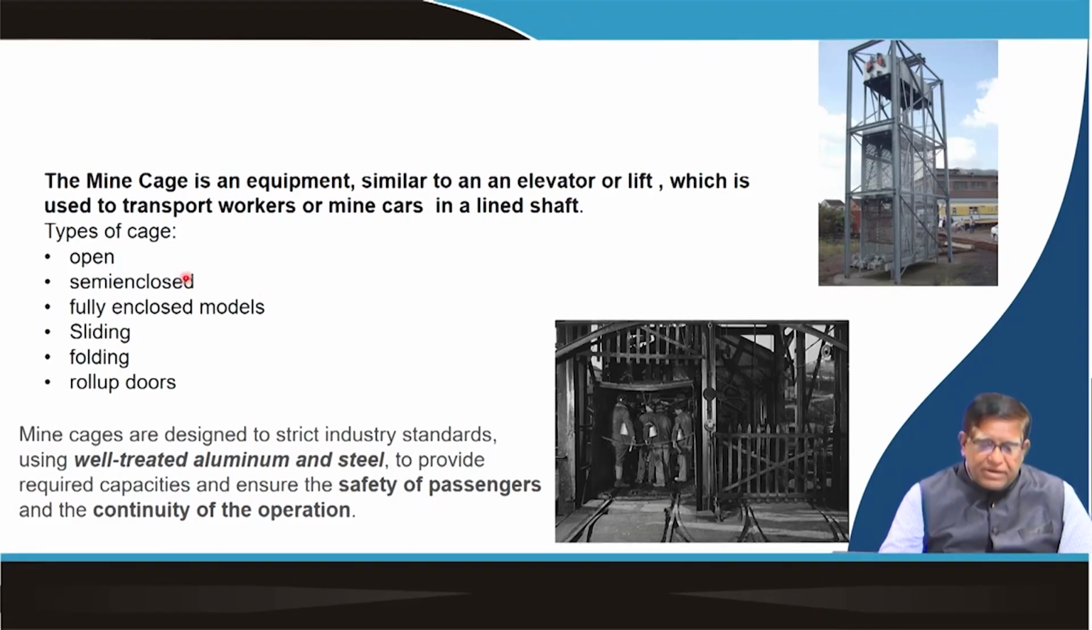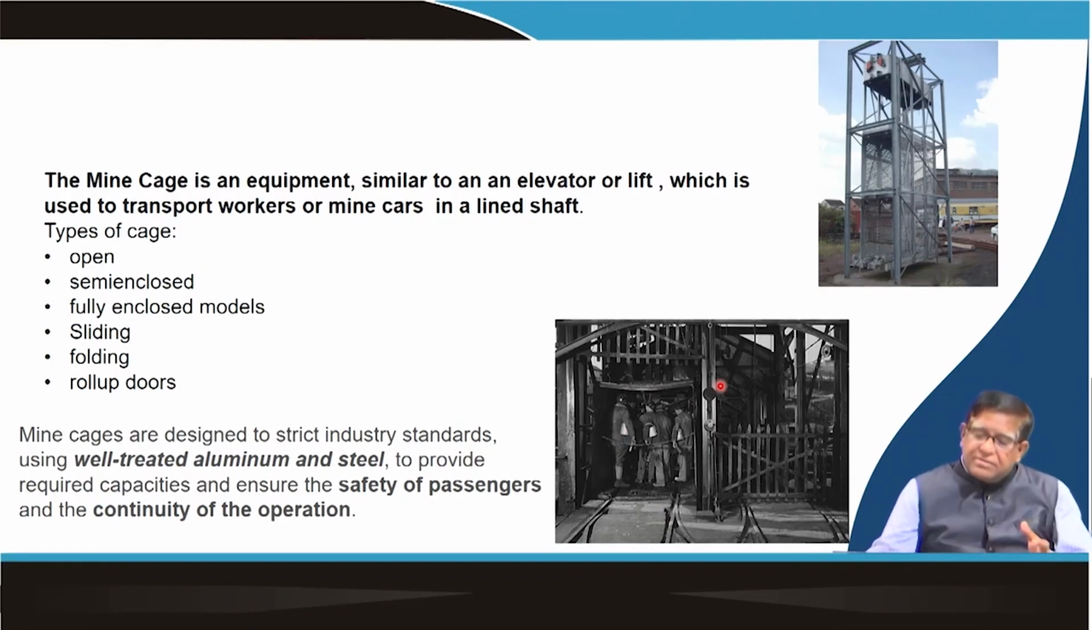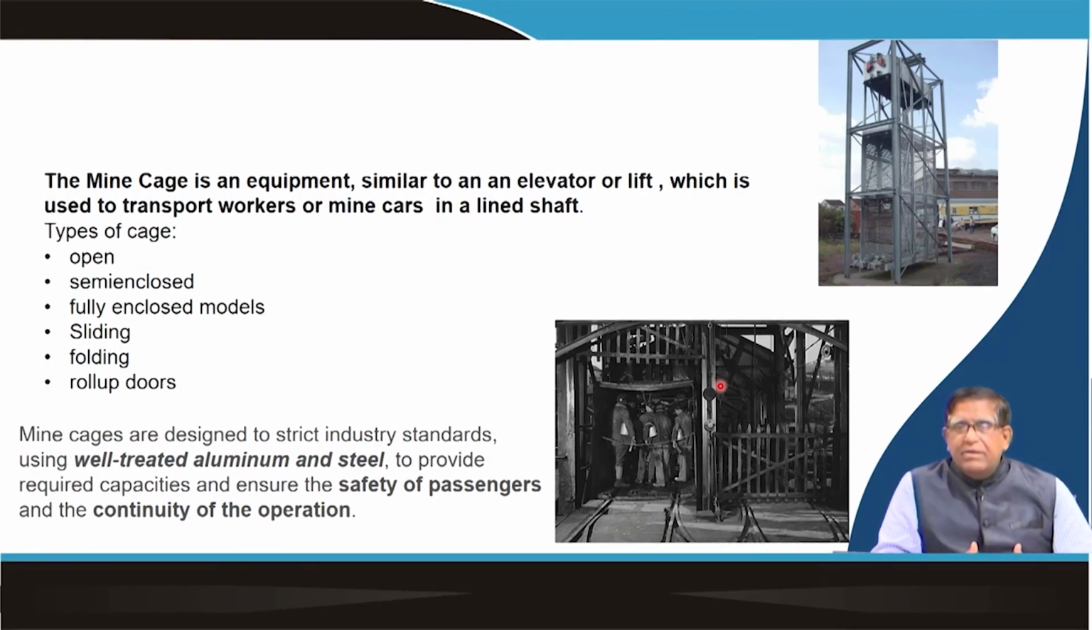It can be an open type, semi-enclosed type, fully enclosed type, sliding type, folding type, roll up doors. That means, depending on that particular location of the mine, what technology is available, what type of materials are available, they will make it. If you see in the 18th century, 19th century, they made all these things with wooden cages, and they started dropping them by manila rope.